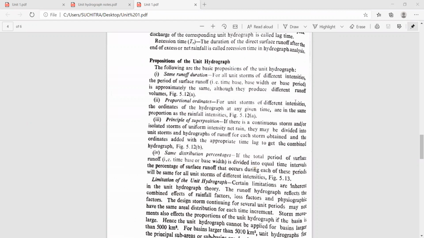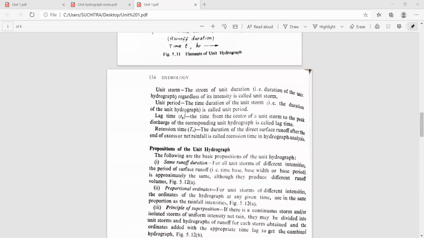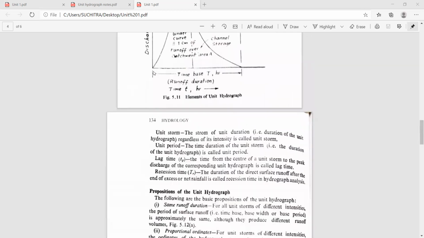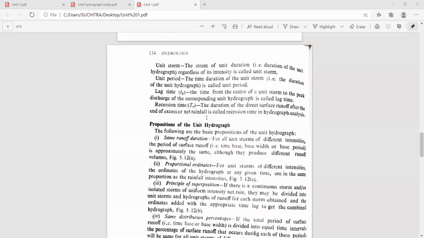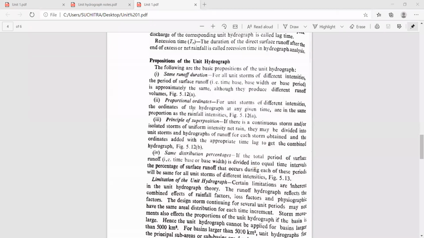For unit storms of different rainfall intensity, the vertical ordinates of the hydrograph at any time interval, at any given time, are in the same proportion as the rainfall intensities. So these are nothing but the vertical ordinates of the unit hydrograph. The vertical ordinates are in the same proportion, correct? For unit storms of different intensities, the ordinates of the unit hydrograph at any given time are in the same proportion as the rainfall intensity.